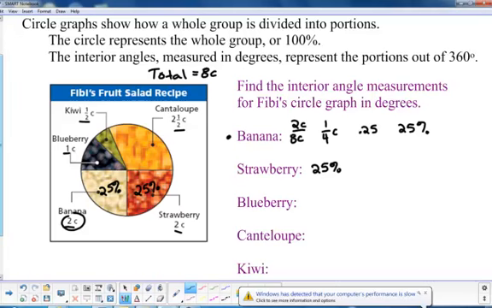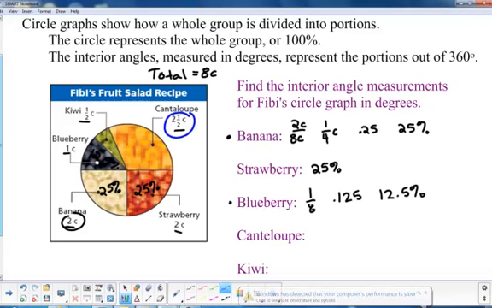Cantaloupe is 2.5 cups. I guess I'll go back to blueberry. Blueberry is 1 cup. So 1 over 8, if you put that in your calculator, you get 0.125. So that is 12.5%. So right here, 12.5%.